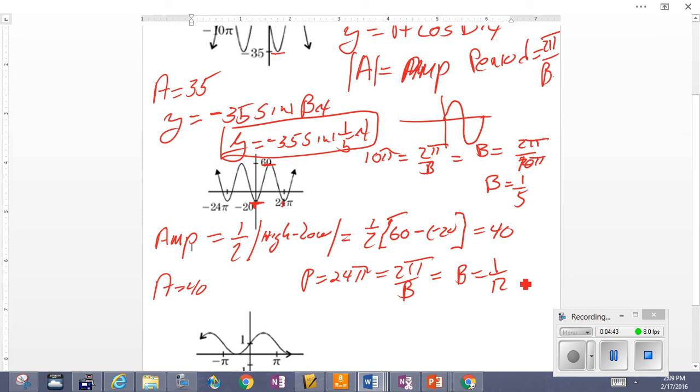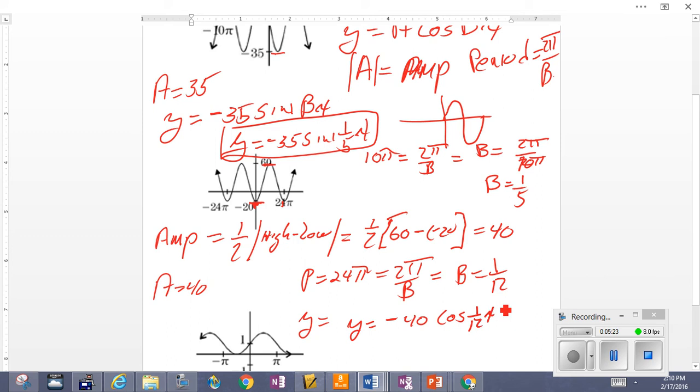So what we have thus far is y equals... the question is now, is this a sine or a cosine? Well, it is obtaining its low point right on the axis, which suggests a cosine, but a cosine reversal. So I'm going to say that this is y equals negative 40 cosine of 1/12 x.